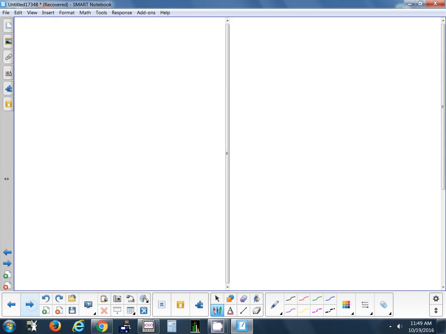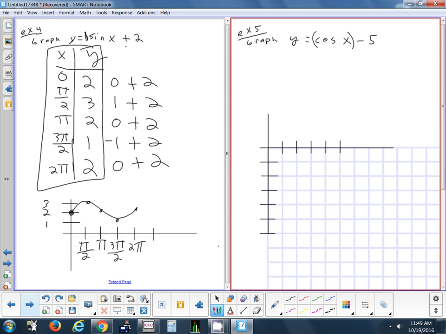All right, so let's look at our last one. Okay. Cosine x minus 5. So Jared, out of the 3 transformations we know, phase shift, amplitude change, vertical shift, which one is this? Yep, perfect. How do you know? Yeah, the number's after the cosine x, and you're subtracting.